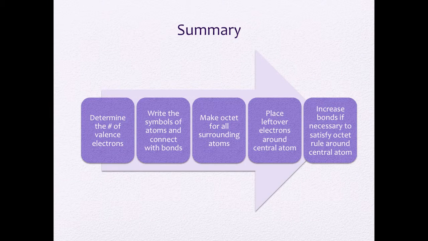And then this is just a summary of all the 4 steps. So quickly you just do the number of electrons, then write the symbols and connect them with bonds, then make an octet for all the atoms, place leftover electrons around the central atom, and then if the central atom still doesn't have a satisfied octet, you add or increase the bonds.